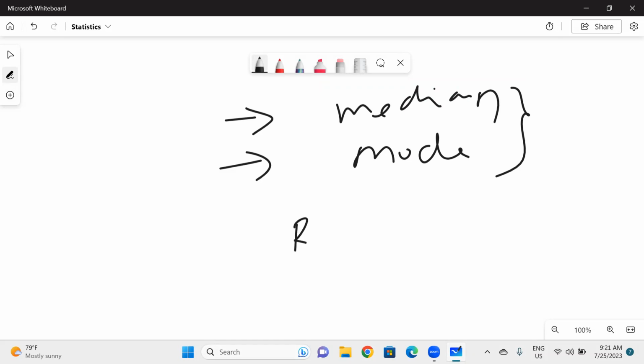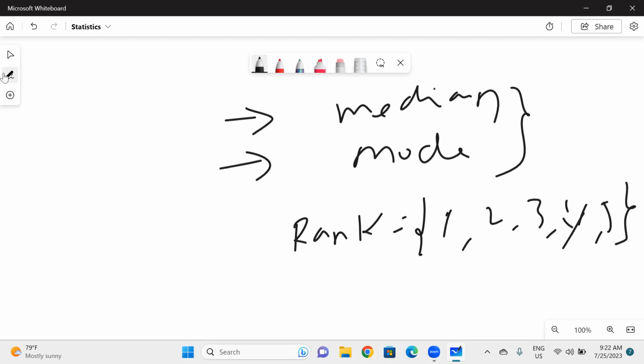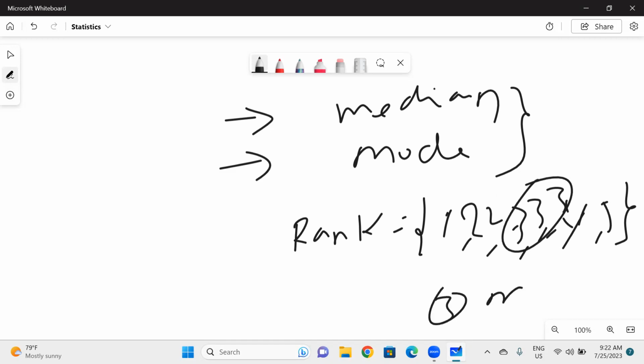For example, I will give you some kind of data, like rank, or employee rank in a company. First rank, second rank, third rank, fourth rank, and fifth rank. Different persons can have the same rank. So this time three is the mode, and here we can find the median value, the middle value, like one, two, three.